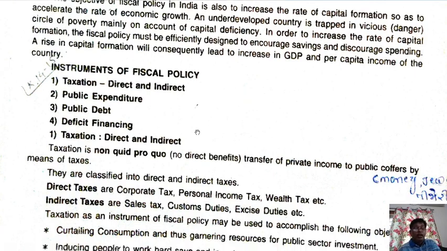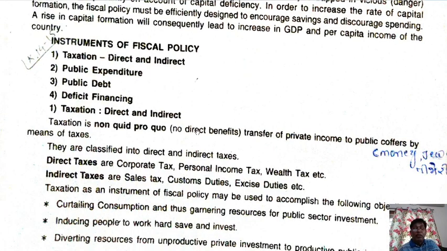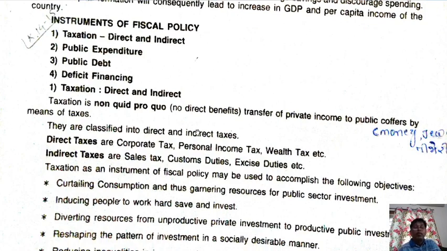Here, the direct and indirect taxes, for example, corporate tax, personal tax, income tax, etc. Indirect taxes include sales tax, customs tax and duties, the excise duty. This is the government revenue, the public revenue.